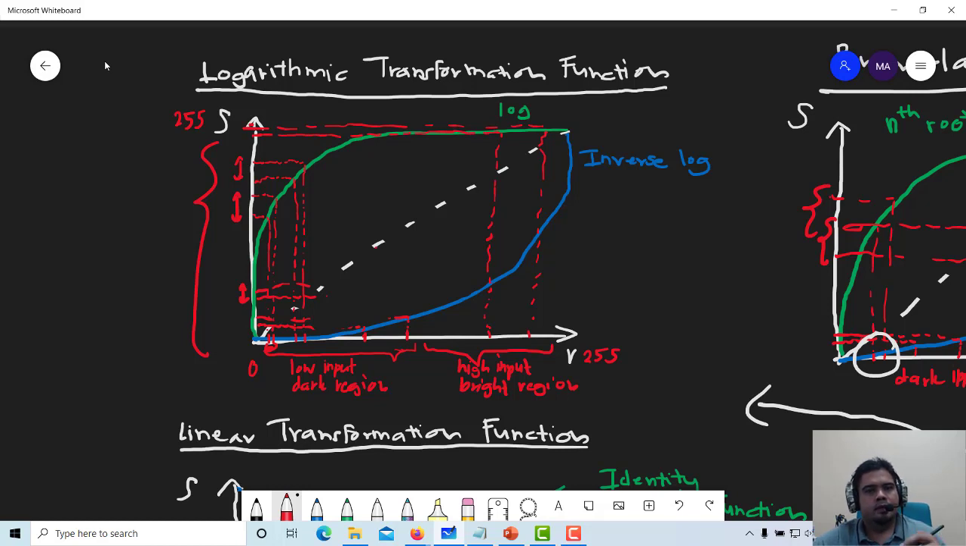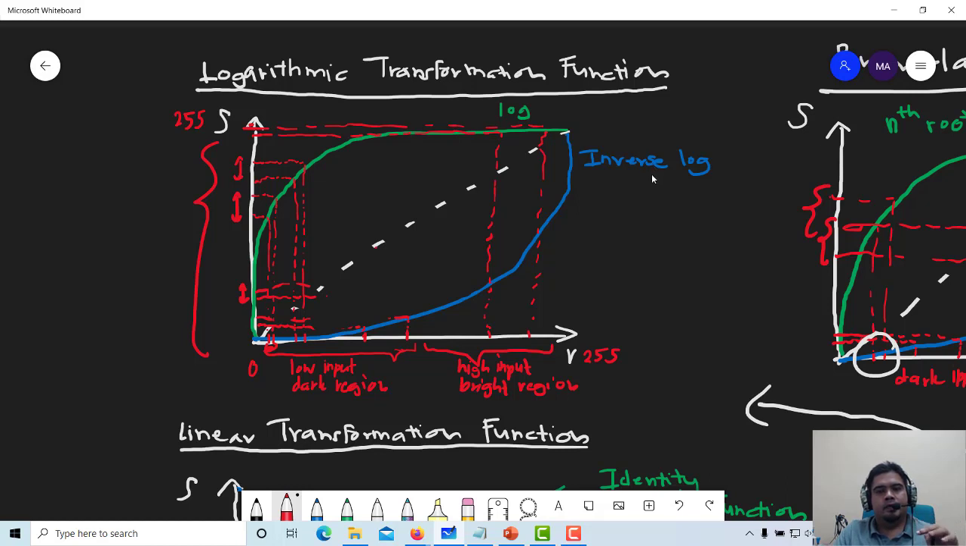The second statement works the other way around compared to the first statement. The first statement, on the dark region or low input, stretches the dynamic range from narrow to wider, so you can see something very small becomes very wide. But for the high input region, it compresses from a wide range into a very narrow range. So that is the meaning of the second statement, again for the logarithmic transformation function.